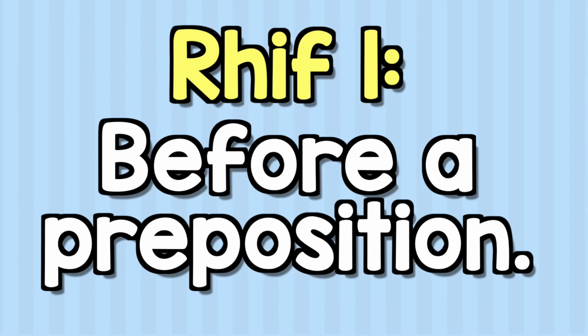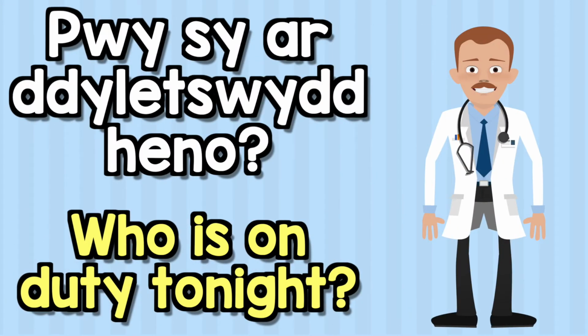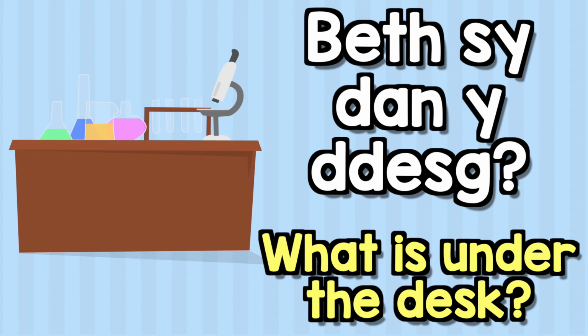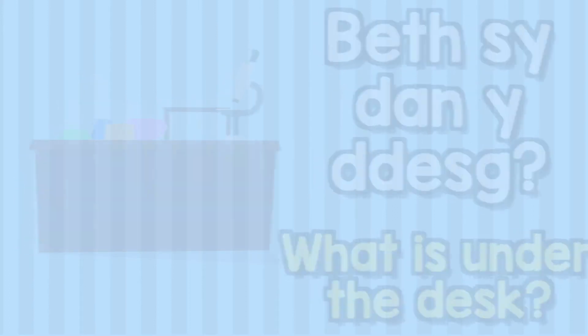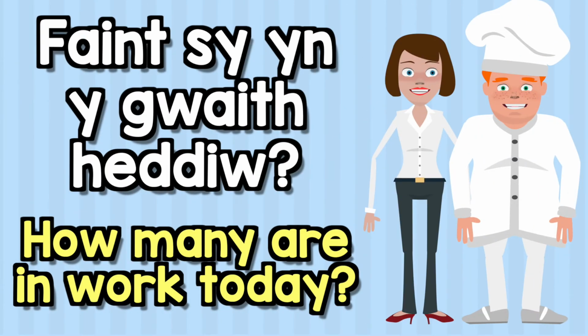Rhif 1. Before a preposition. A preposition tells us where something or someone is in relation to something or someone else. Dwedwch ar fy ôl i. Repeat after me. Pwy sy ar ddyletswydd heno? Beth sy dan y ddesg? Faint sy yn y gwaith heddiw?